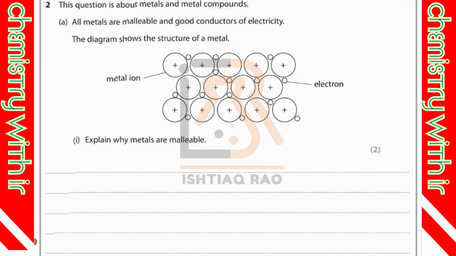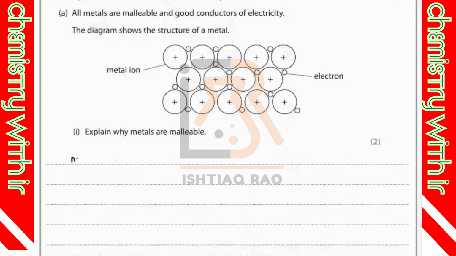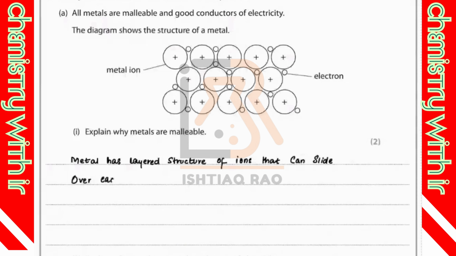Okay. Yeah. So I would be writing that metal has layered structure, layered structure of ions that can slide over each other.